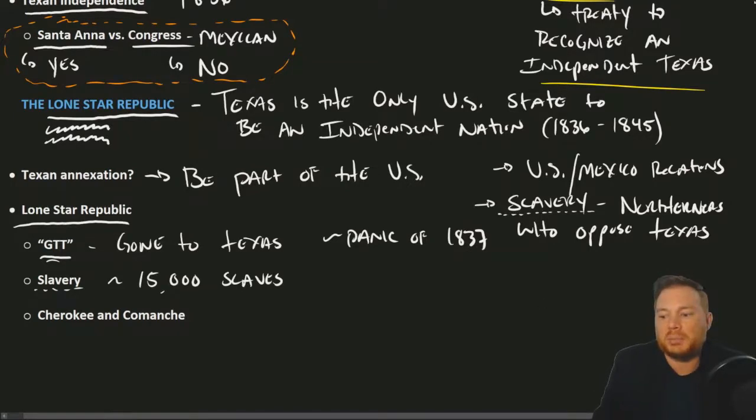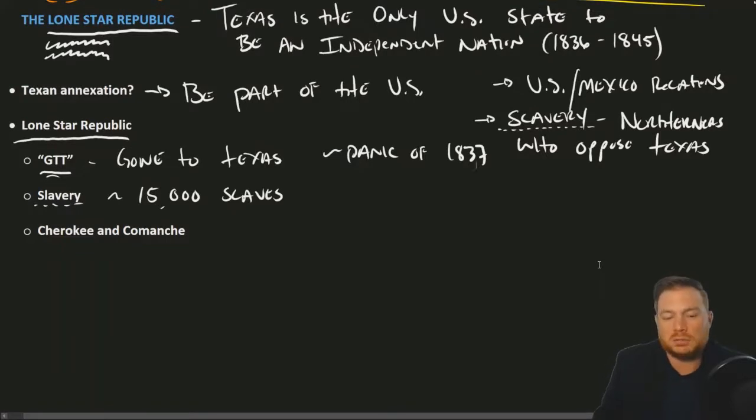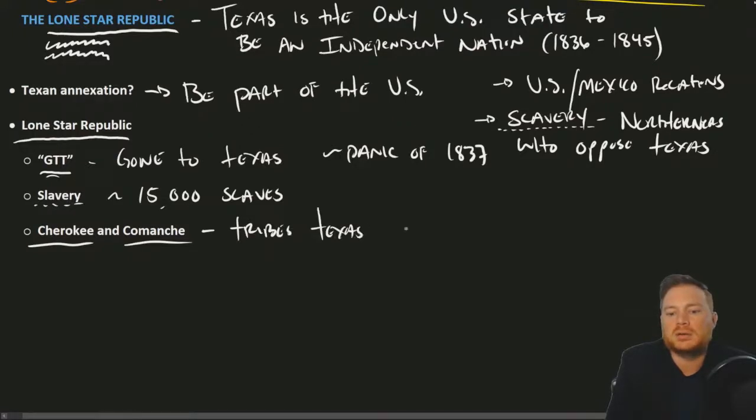After becoming independent, the state of Texas, or the Lone Star Republic, carried out a pretty aggressive policy of removing and waging war against the Native American populations within their borders. Both the Cherokee and the Comanche were tribes Texas sought to push out, very much in the same spirit as Indian removal and the Trail of Tears, which is occurring right at the same time here, 1836, 1837.